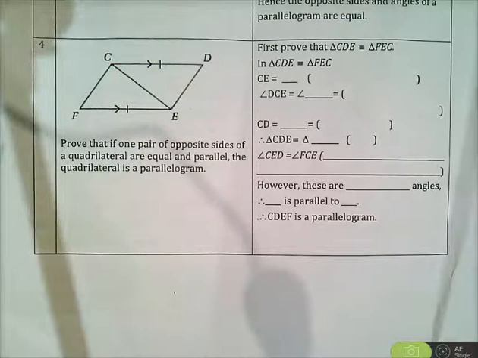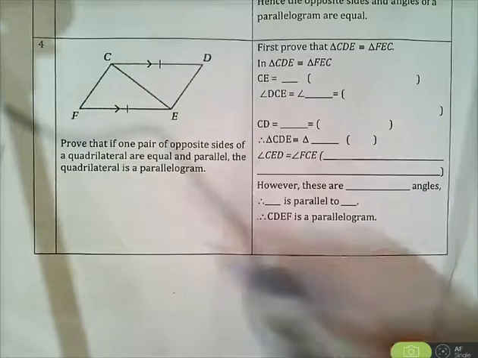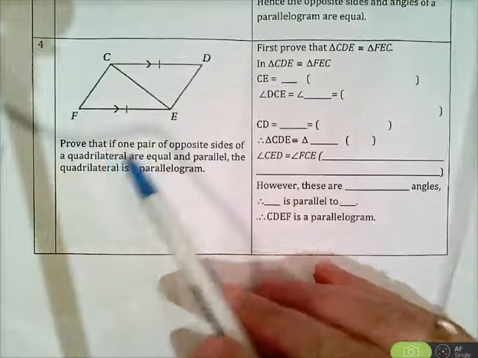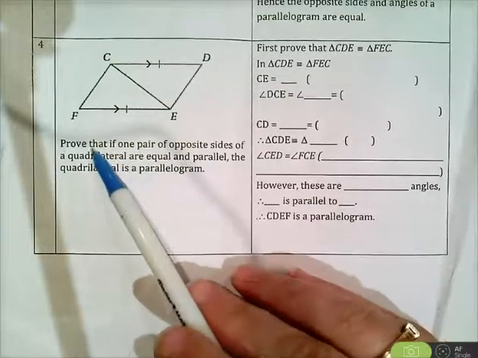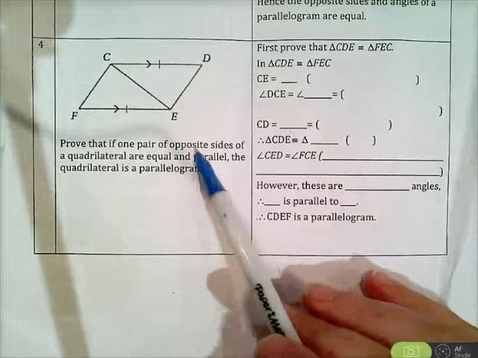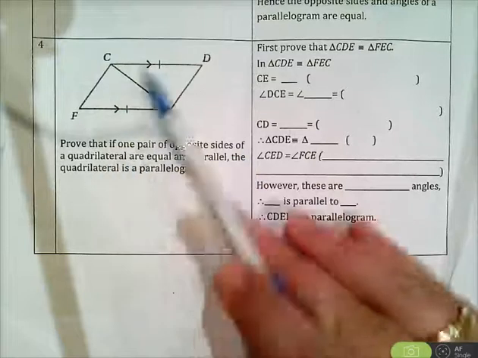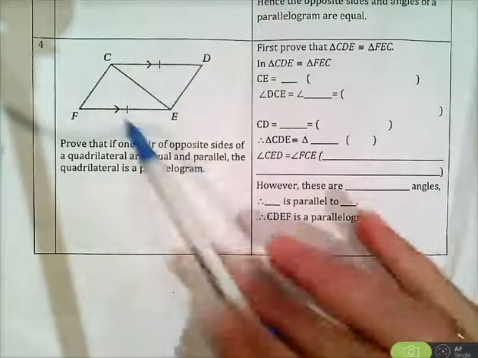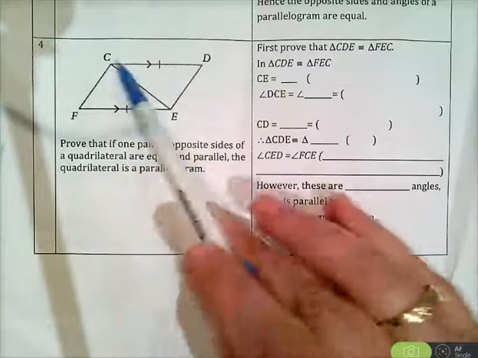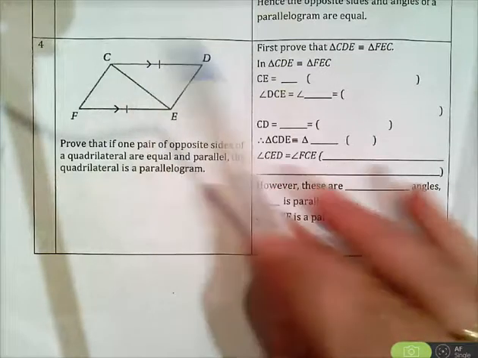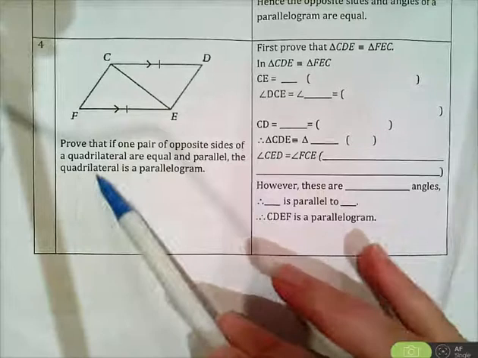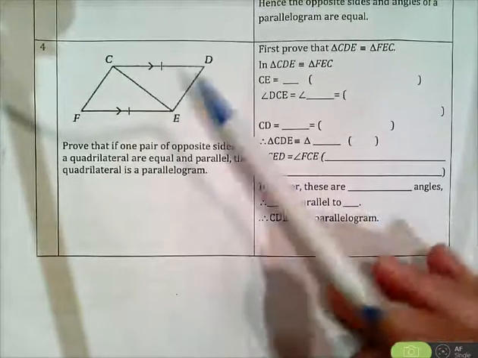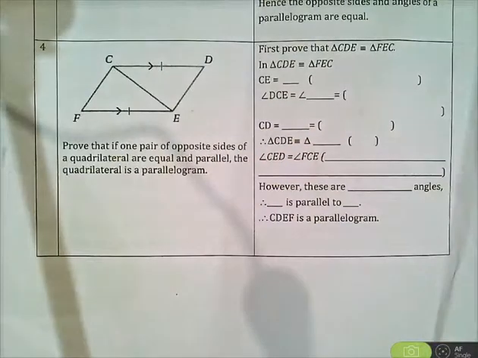Okay, now for question 4. This is the last question on page 17. Now, we're asked again to prove a property of a quadrilateral, and the question says, prove that if one pair of opposite sides of a quadrilateral are equal, so we can see these are equal, and parallel, so this one pair of opposite sides, CD and FE, we can see are equal and parallel, then the quadrilateral is a parallelogram. So we've got to prove that this is a parallelogram.